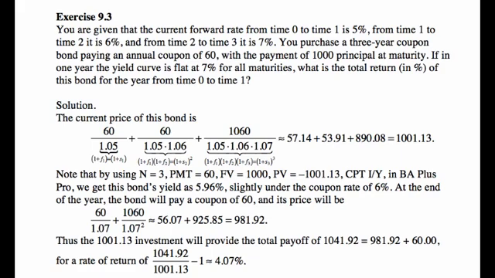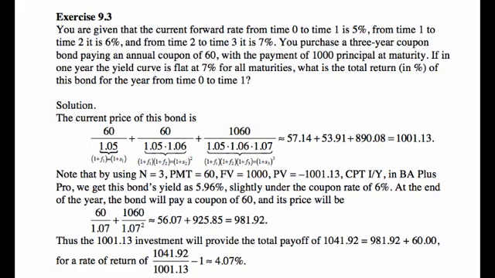1,001.13. Now notice this. If you took your financial calculator, take n equal to 3, payment equal to 60, future value equal to 1,000, and the present value will be negative 1,001.13. If you put in the present value of negative 1,001.13 and tell the calculator to compute CPT I/Y, so interest rate, you'll get the yield of 5.96%. That will be the I/Y result. And that's slightly under the coupon rate of 6%.